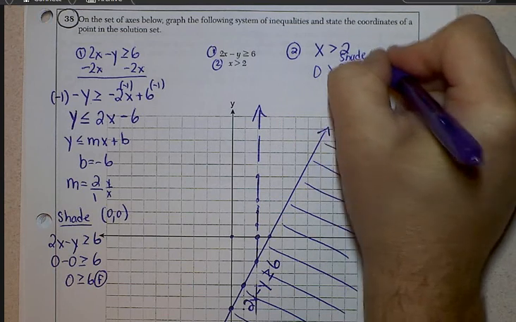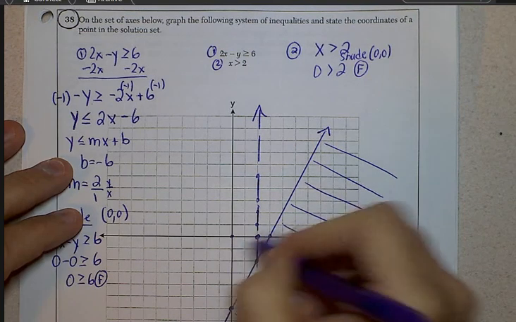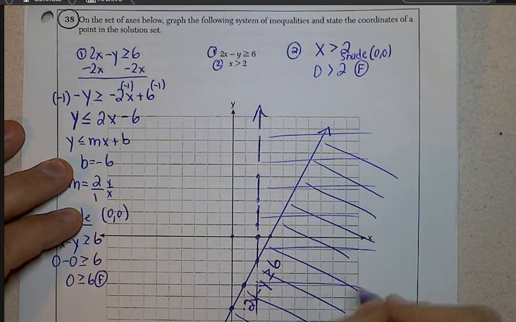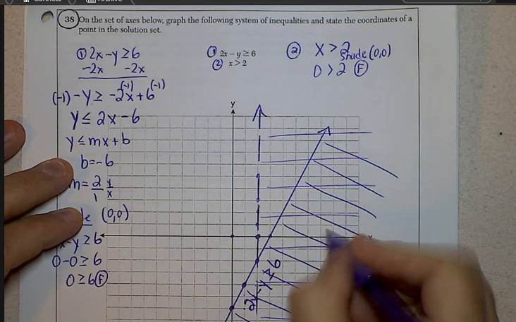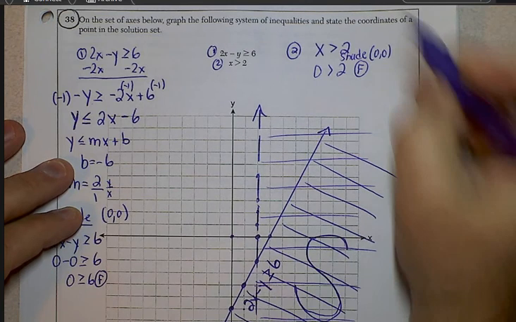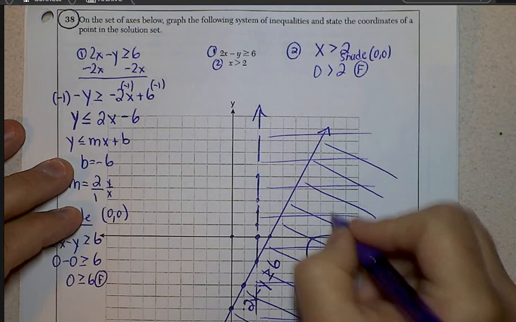Again, using 0, 0. That's false. So I'm not going to shade the side of the line that 0 came from. I'm going to shade the other side. And I'm going to label my solution set S. The question says, and state the coordinates of a point in the solution set. You can state any of these coordinates. Let me state this one.